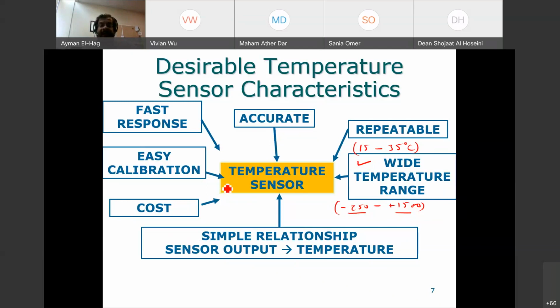Another thing is the accuracy. How accurate do you want your measurement system to be? Sometimes you need it to be very, very accurate. You are measuring something very sophisticated, and a fraction of a degree centigrade makes a big difference. So you want something that is extremely sensitive and extremely accurate. But on the other hand, sometimes it doesn't really make a big difference.